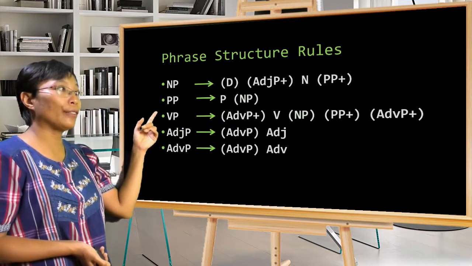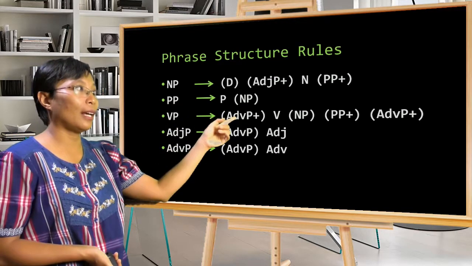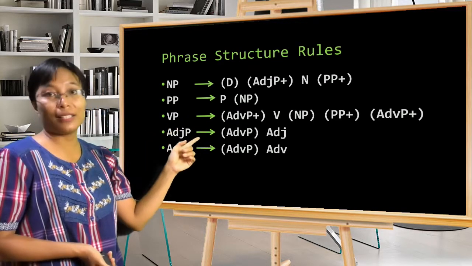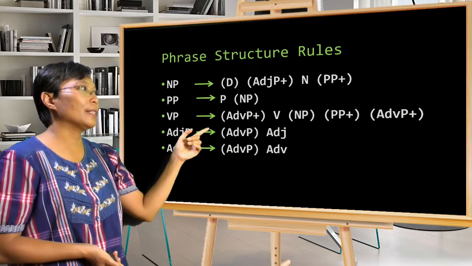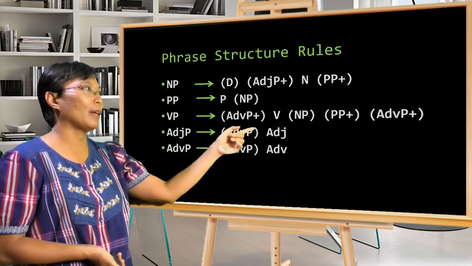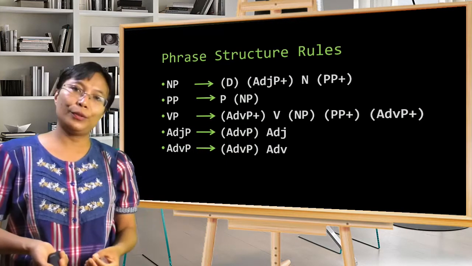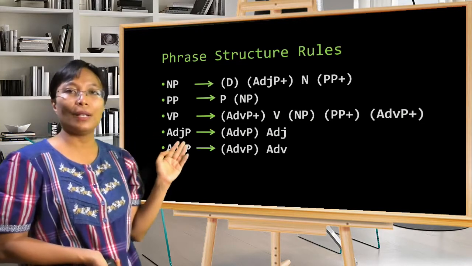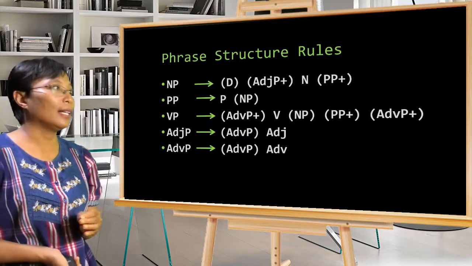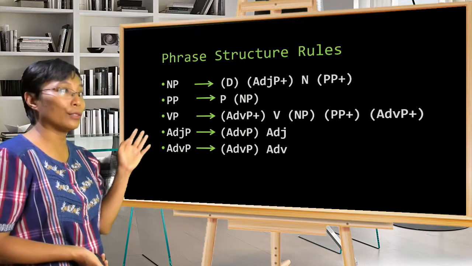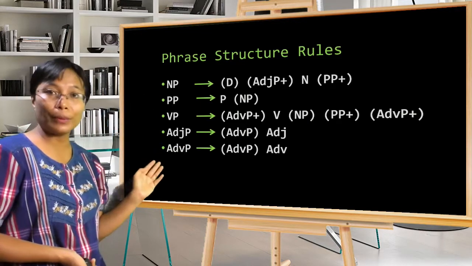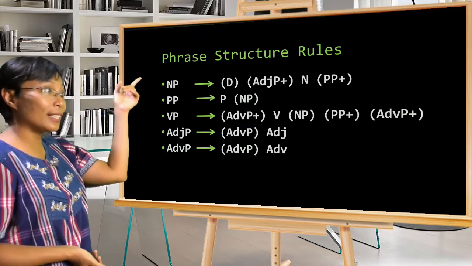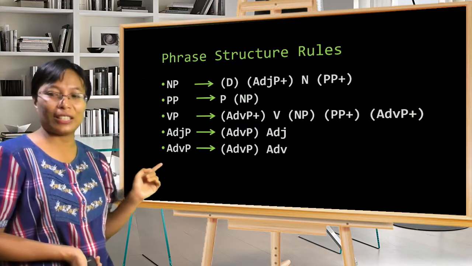And then a prepositional phrase might consist of a preposition plus a noun phrase. A verb phrase might consist of an adverbial phrase plus verb plus NP plus PP plus adverbial phrase. So here are some examples of the structure of phrases. And what I want you to do later on is to identify examples of phrases with this construction.